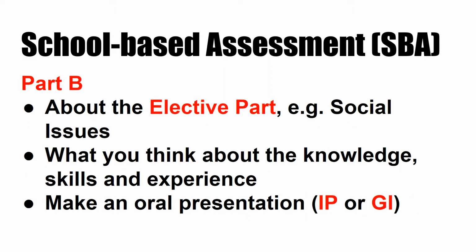So that's Part A. Part B is about the elective part of the DSE. For example, social issues is an elective. Workplace communication is another elective. So Part B is about that elective class. And you have to talk about the information or the knowledge that you learned in this part, the skills that you developed, and then your experience. How do you feel about learning about the elective? And then you have to make an IP or a GI.